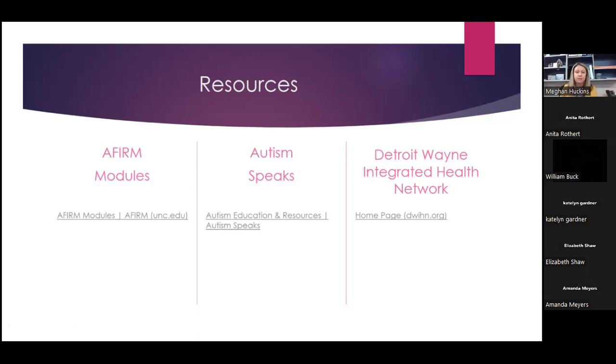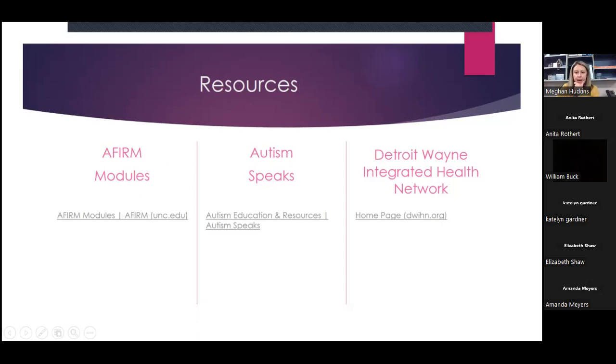So here we have some resources. Almost everything I got for this presentation was from the Detroit Wayne Integrated Health Network homepage and the Autism Speaks website. So those are two really good resources. And then this one over here, the AFER modules, is a resource where you can go, and it's like a training for parents. There's one on there that talks about autism. It's two to three hours, and you can just click through it and go through it at your own pace.